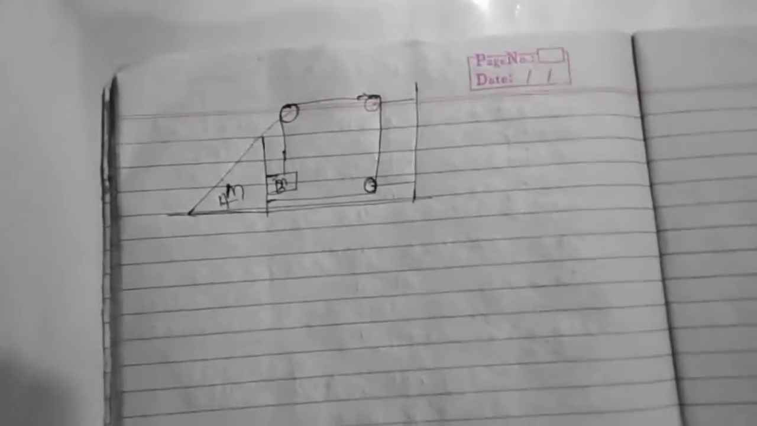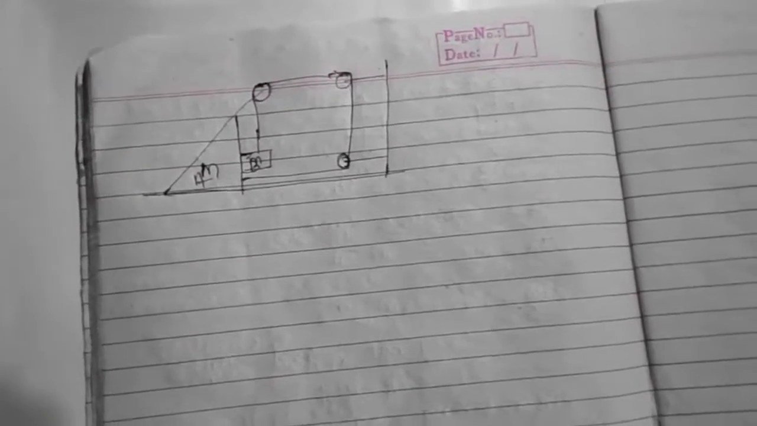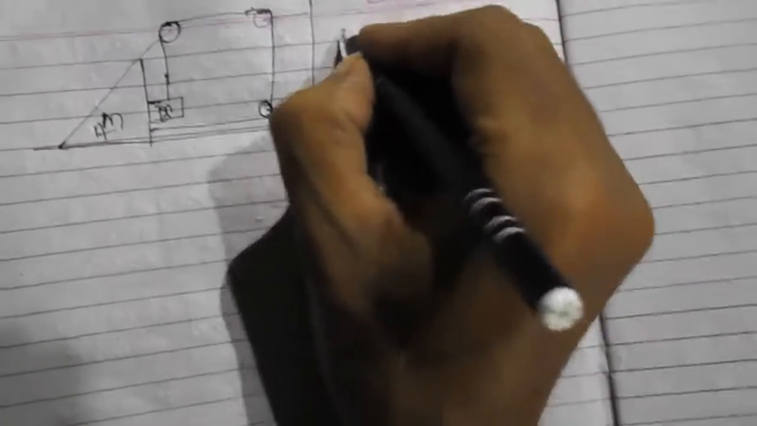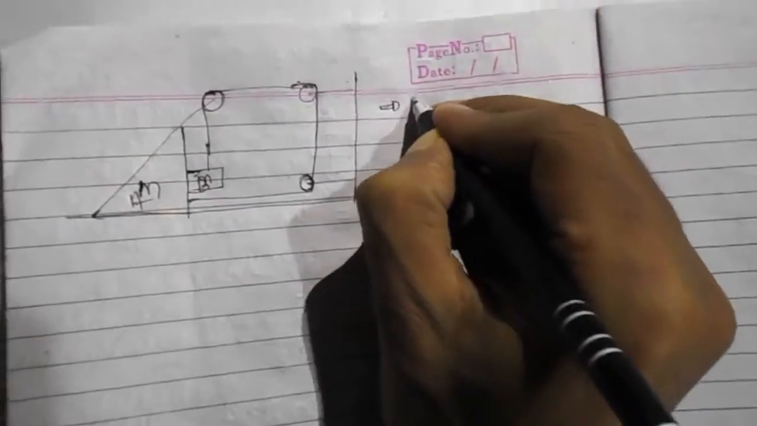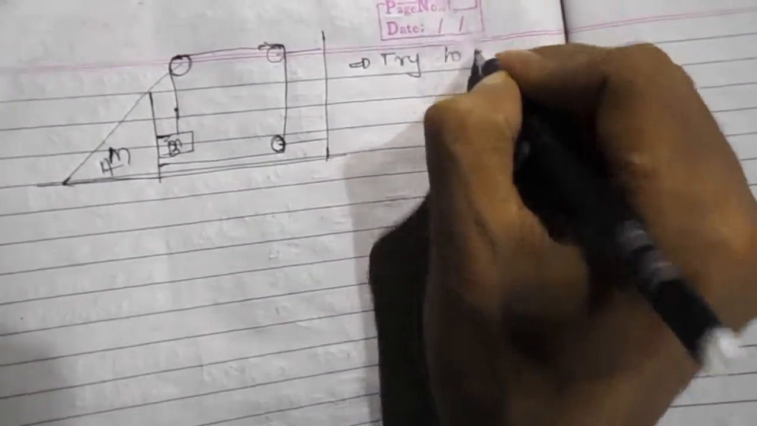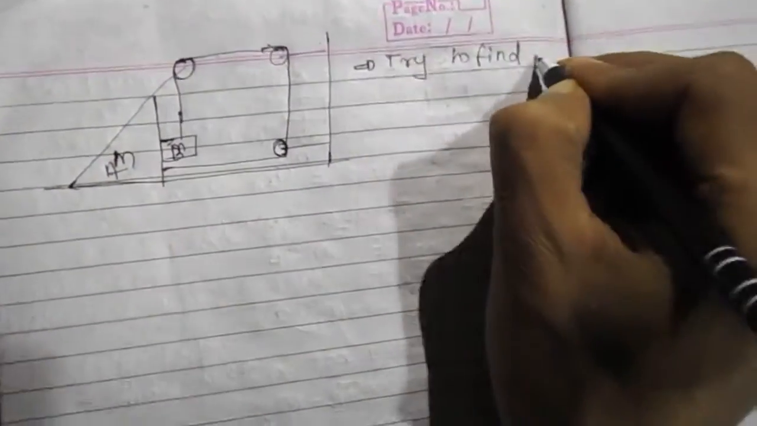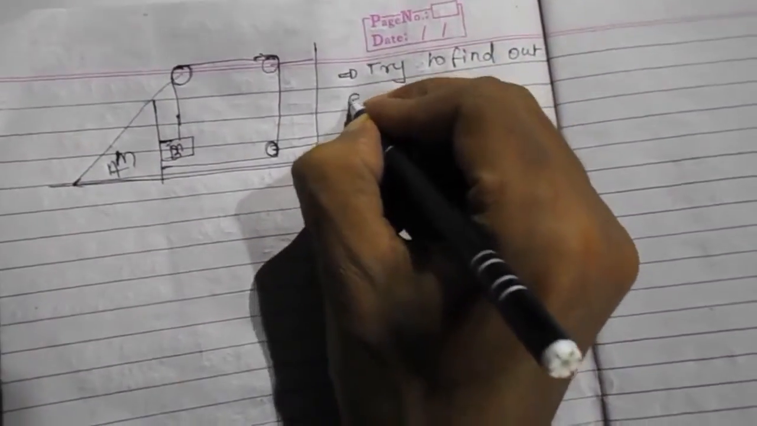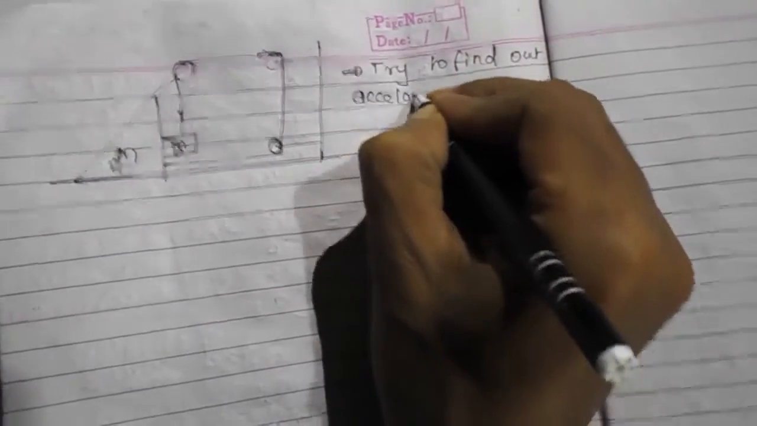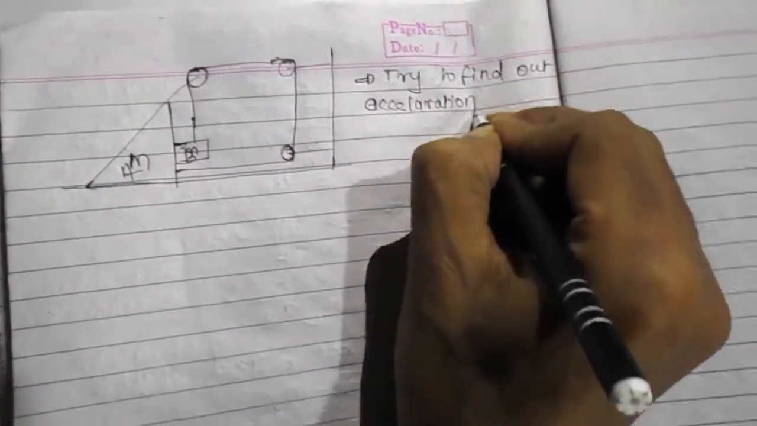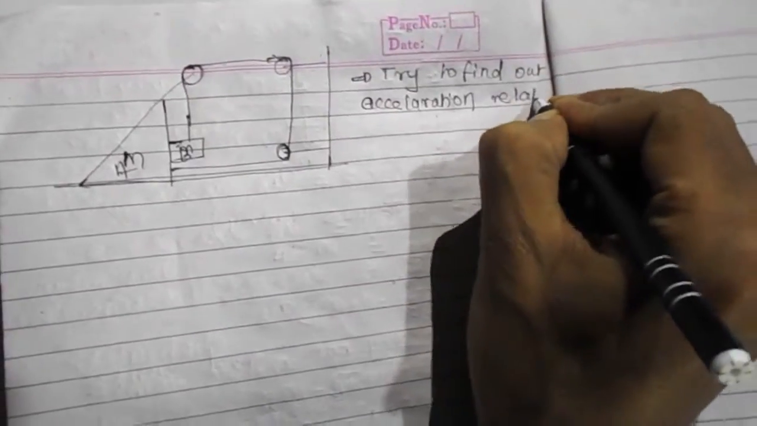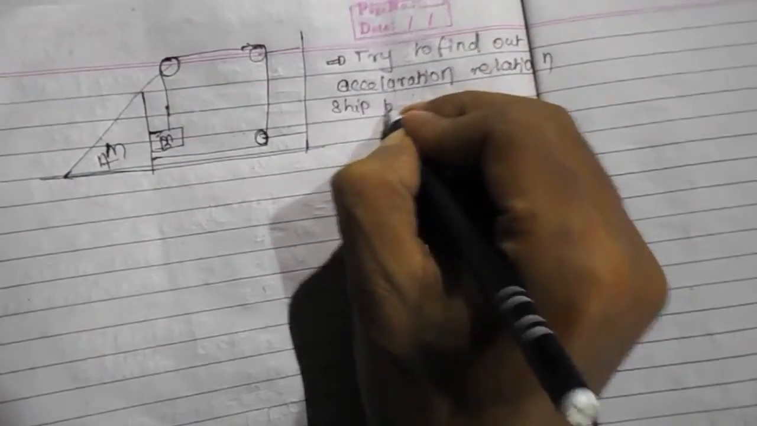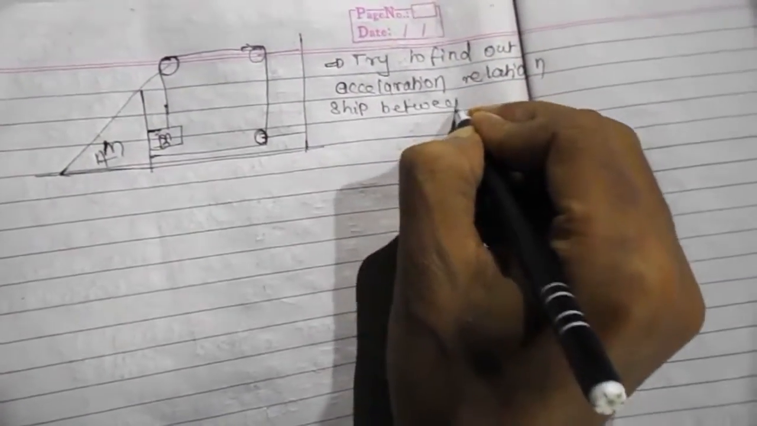But guys, here again the three fundamental steps are going to be the same. What are the three fundamental steps? First, try to find out the acceleration relationship between connected bodies.